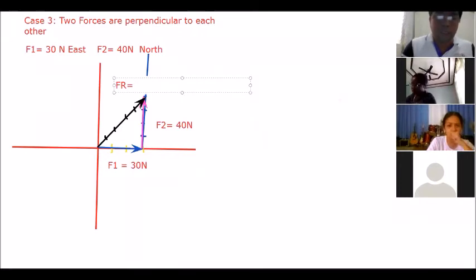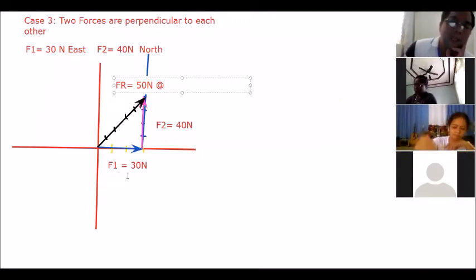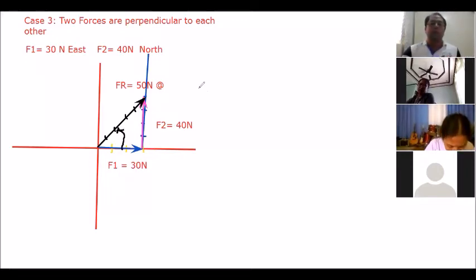FR will be equal to 50 newtons, but it has to have an angle. Usually, an angle is indicated by the word "at". And then kindly count the number of degrees here. Please measure the number of degrees. So we call this theta. Theta is like a circle.